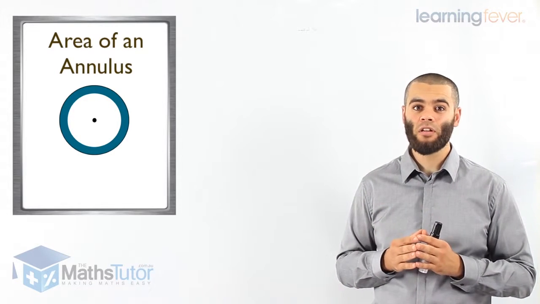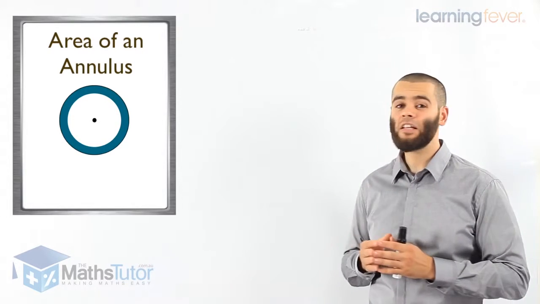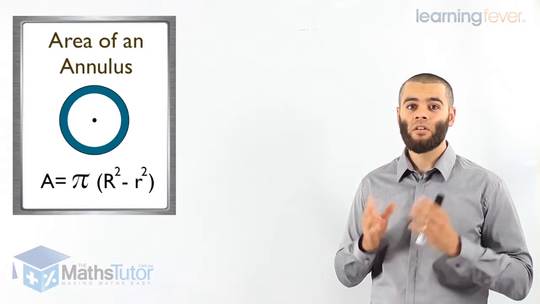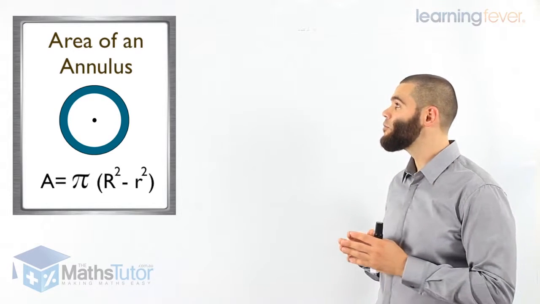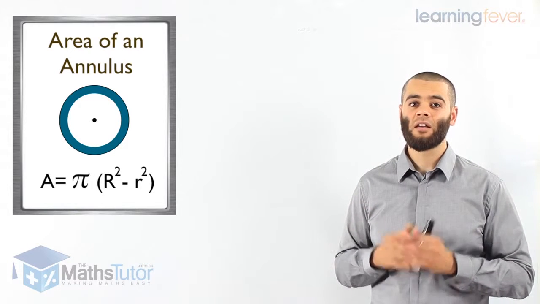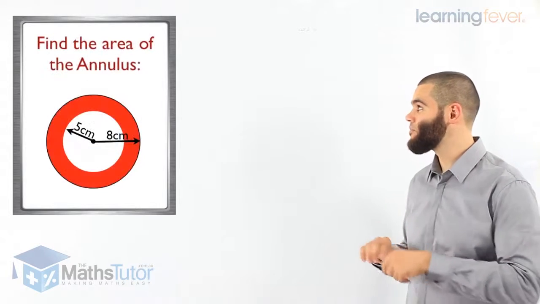The formula for it, to find its area, in this case the shaded region, we are basically using the formula pi, open bracket, capital R squared minus little r squared, close bracket. That's the formula. Let's see how we can apply it to find the area of the annulus.